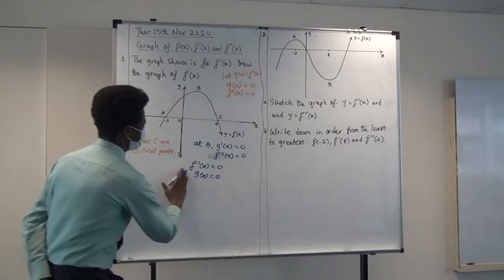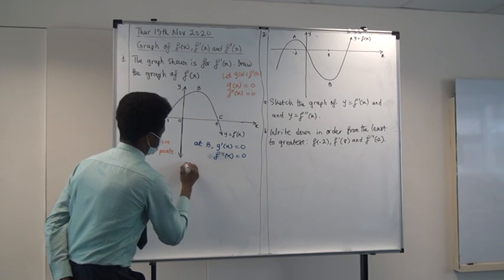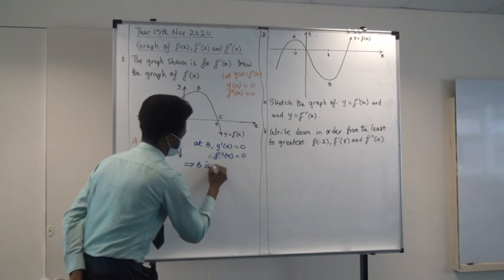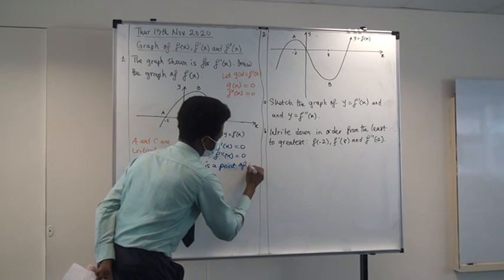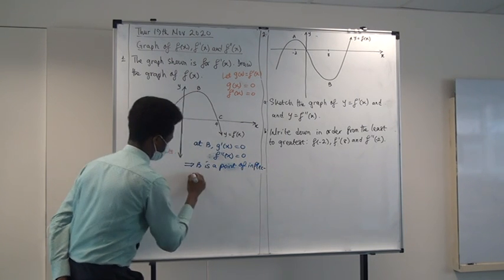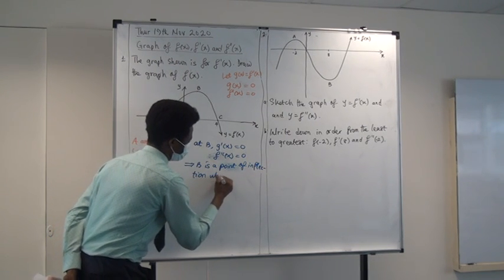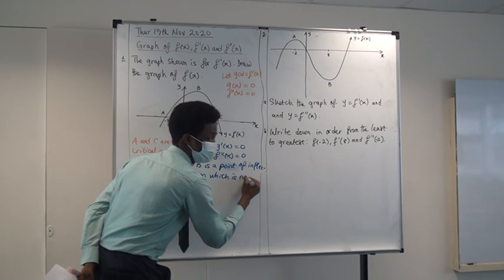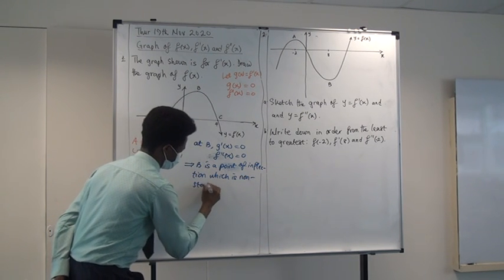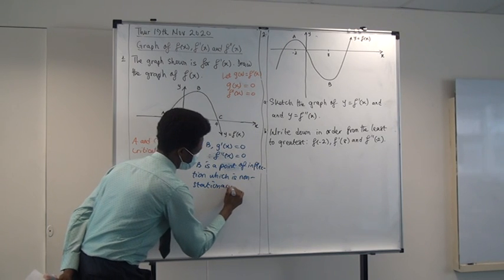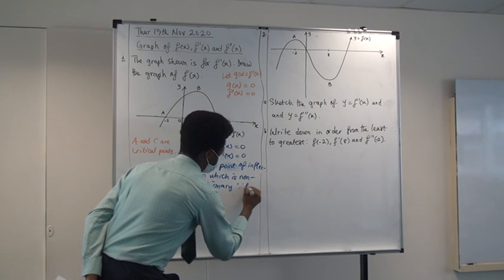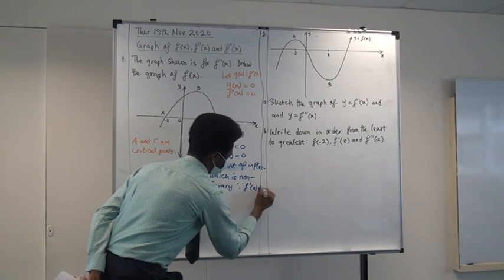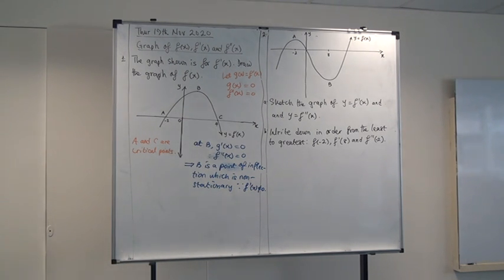Sorry, I'll write this first. This means B is a point of inflection, which is non-stationary, because what? Karen? Because f prime of x is not equal to 0. Perfect.